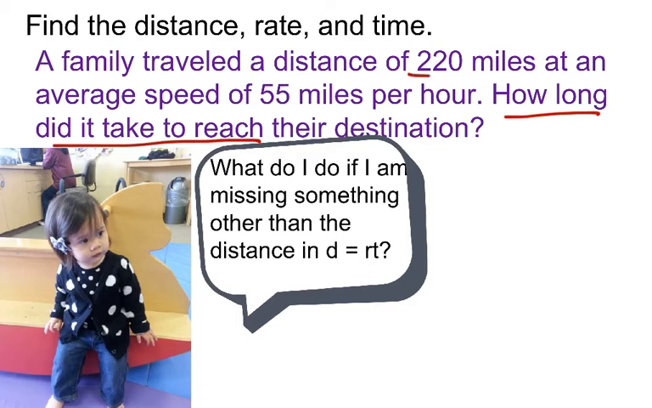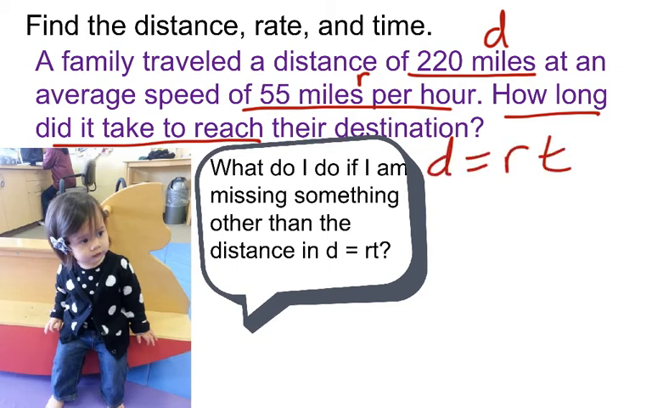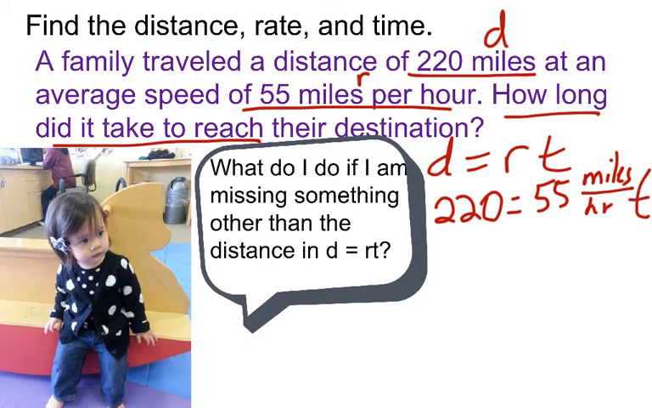So I'm going to write, of course, 220 miles total would be my distance. 55 miles per hour would be my rate, because that per is another indication that it's probably rate. So then I just plug in what I know. I have d equals rt. I know my d is 220 equals my rate, which is 55 miles per hour, multiplied by the time, so I'm going to use a t for my variable.